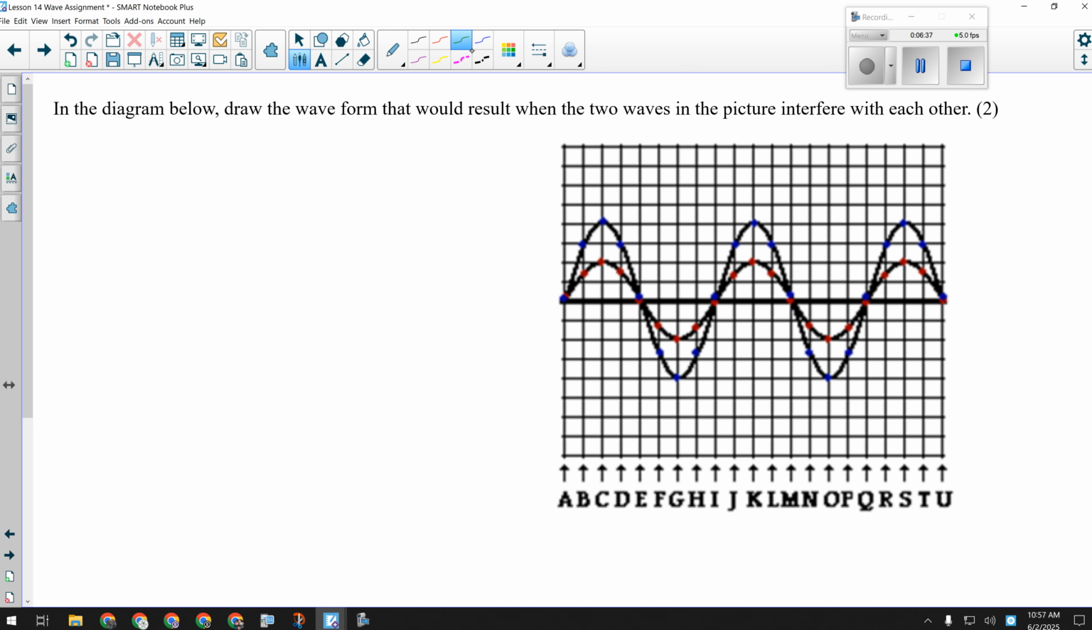I'm going to use green to draw the resulting wave. It's got to go up to +6, down to -6, up to +6, down to -6. Not the greatest wave, but that's what it should approximately look like. My wave needs to go through equilibrium when that wave goes through equilibrium so that they stay in phase. Everybody with me on that one?